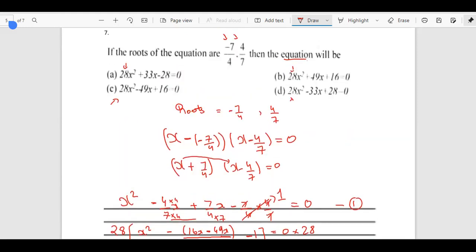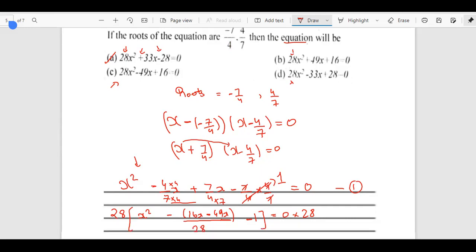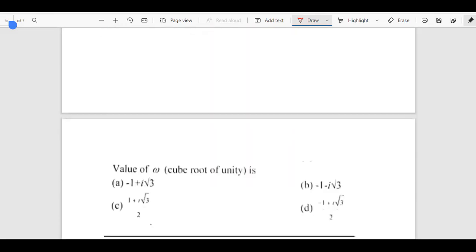So clearly A is the answer, right? Because we have plus 33 and minus 28. Now, this decision that I'll be multiplying 28, I got this by looking at the options. When I was on this step, I could clearly see that I am far away from my answer. And in order to make things look like the given options, I multiplied 28, okay? So I'm finally done with the 7th question as well.